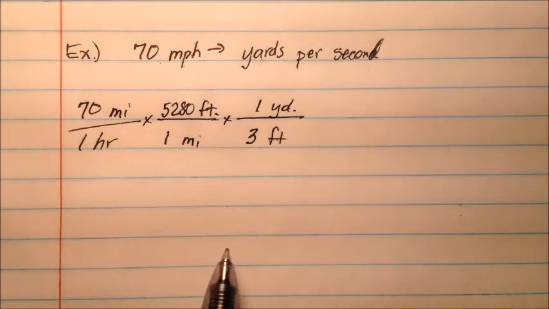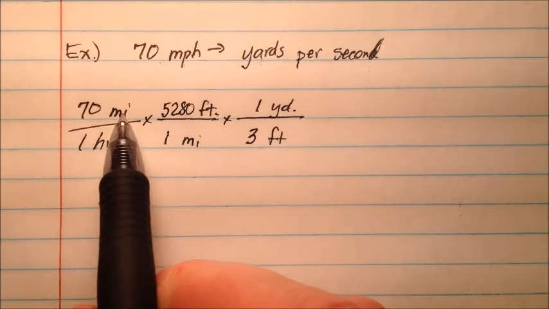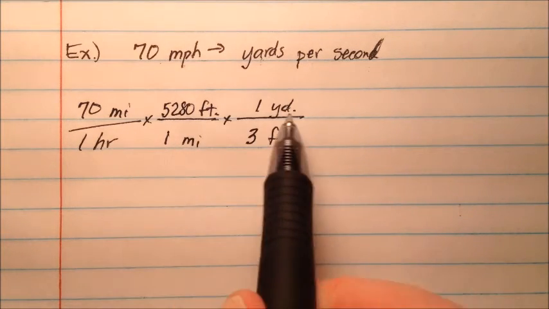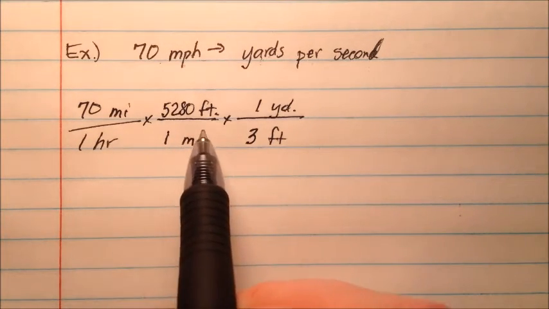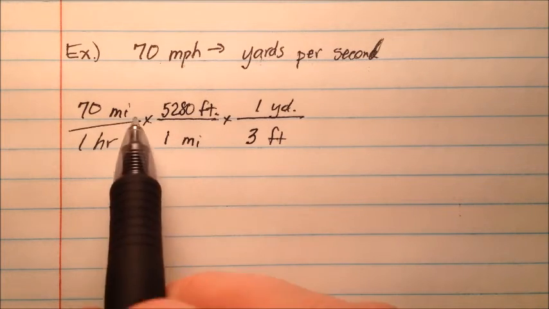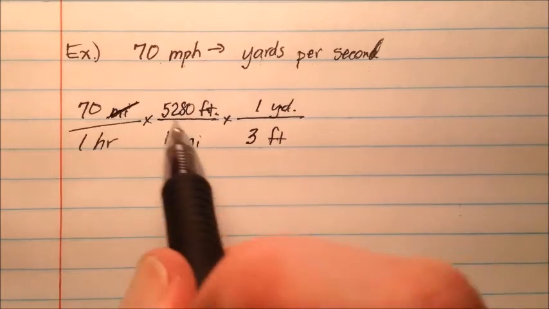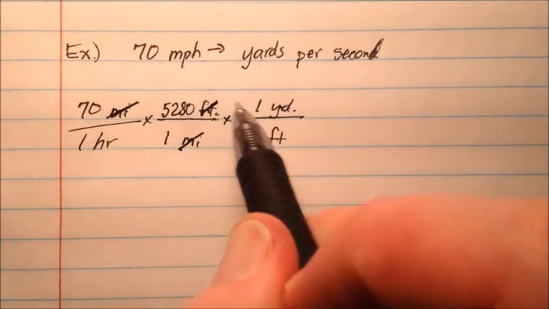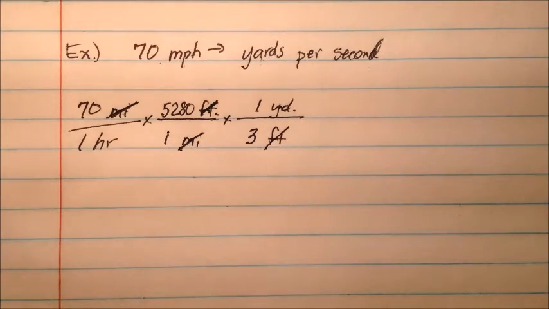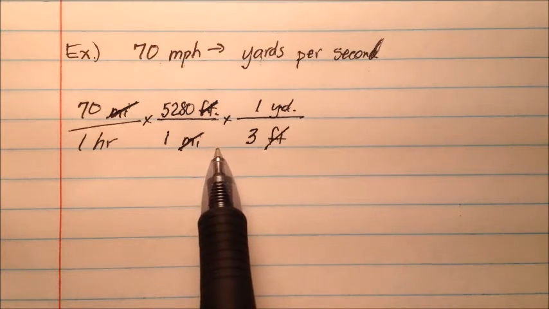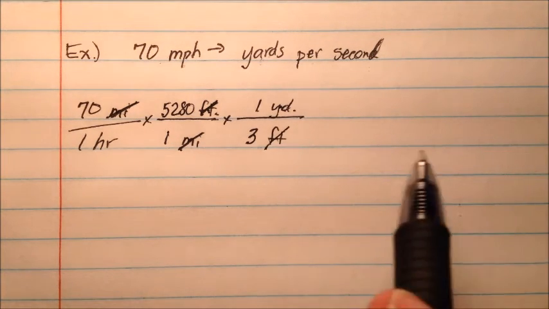Okay, so let's look at what we've just done. We wanted to go from miles to yards, but we're not exactly sure how many yards are in 1 mile, so maybe we need to go through feet first. So we went miles to feet, and then feet to yards. So our miles cancel, and our feet cancel. By the way, there are 1,760 yards in 1 mile, if you need to know that for the future.